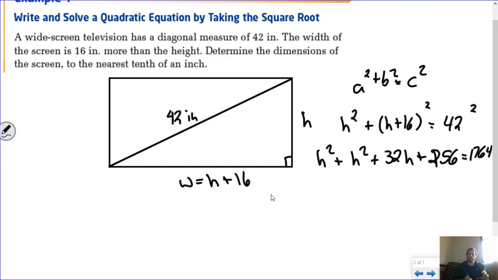So combine like terms. So h squared plus h squared is 2h squared. 32h is the only term, so 32h. And then if I take this 1764 and I move it to the left-hand side, I'm going to subtract it. So 256 minus 1764 is negative 1508, and that's going to be equal to 0.